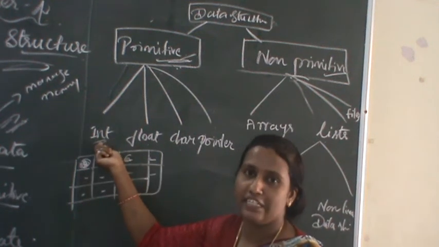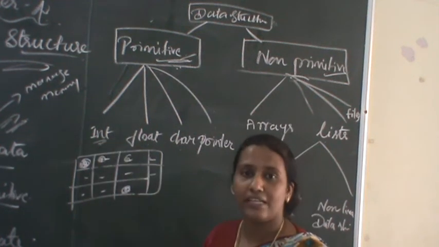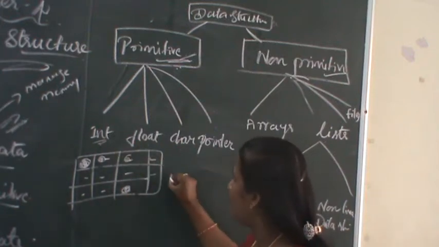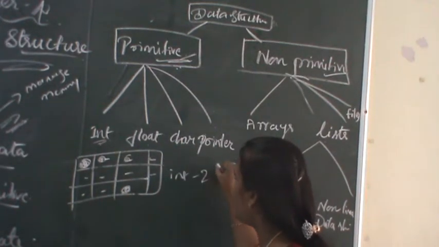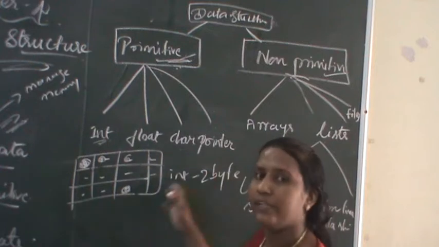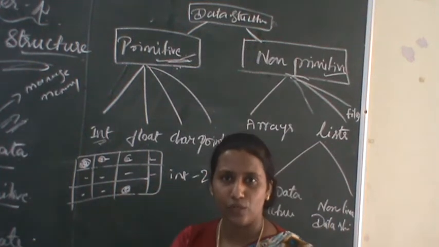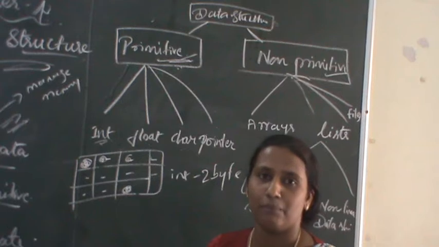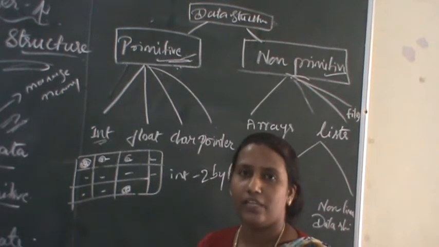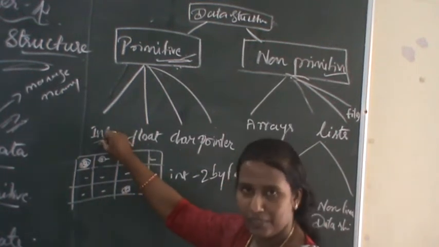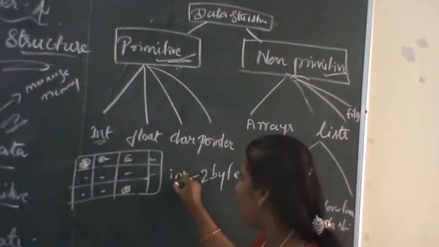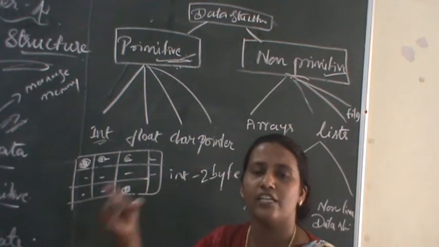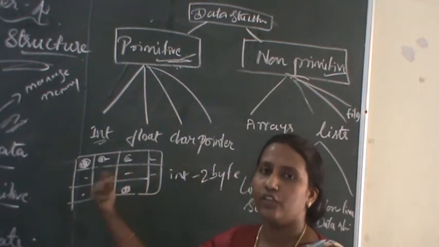Int means it is integer. For integer, how many bytes does it require? It requires 2 bytes, is it not? So whenever we are taking this int, automatically 2 bytes will be allotted by the computer itself. Whenever we are giving integer form of data, some integer numbers like 2, 10, the computer directly allocates 2 bytes of memory for this data.